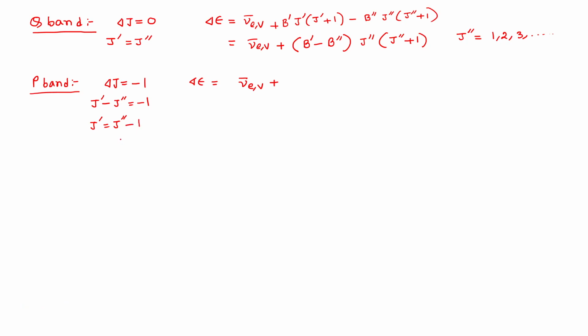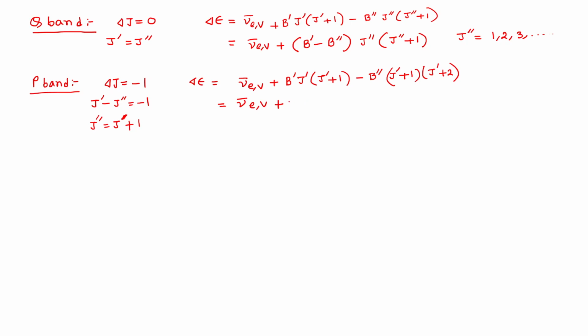Okay. Or your J double dash is J dash plus 1. So okay, this part is going to remain the same, B dash J dash (J dash plus 1) minus B double dash J double dash, where J double dash is now J dash plus 1, and (J dash plus 2). So I can simplify it a bit.